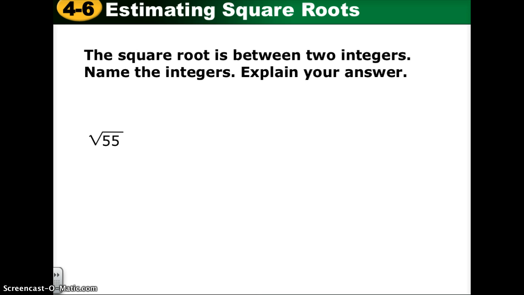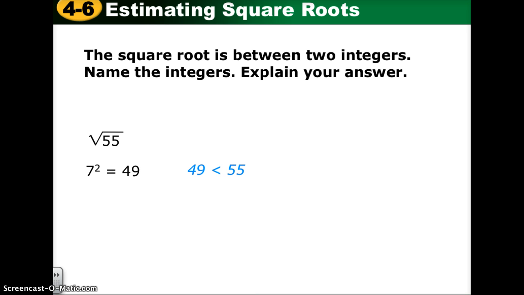The square root is between two integers. Name the integers and explain your answer. This is why we made a list of values in Lesson 5. We wanted to look at those perfect squares. If we can evaluate where the number underneath the radical fits in between the perfect squares, we can determine which two integers it falls between for a solution.